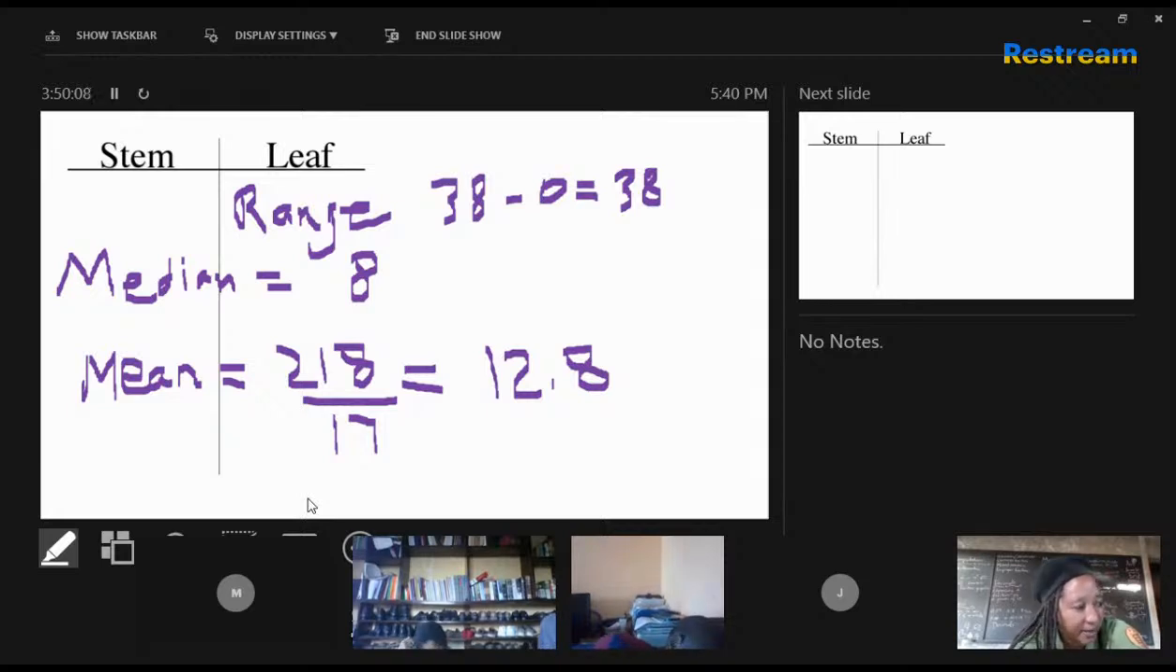Suppose when you find the middle number, two numbers end up in the middle. Miss, you would add them and then divide them by two.